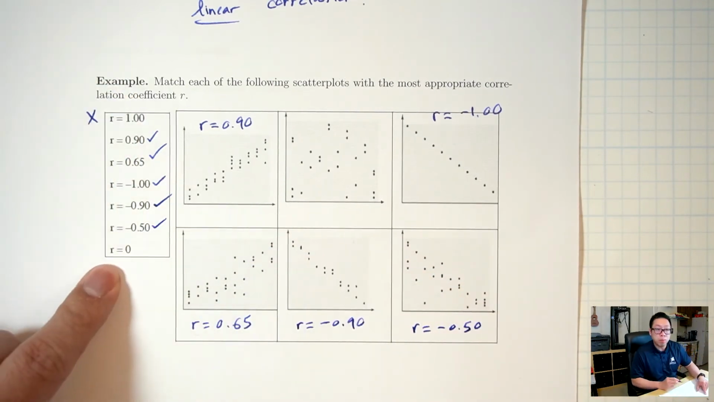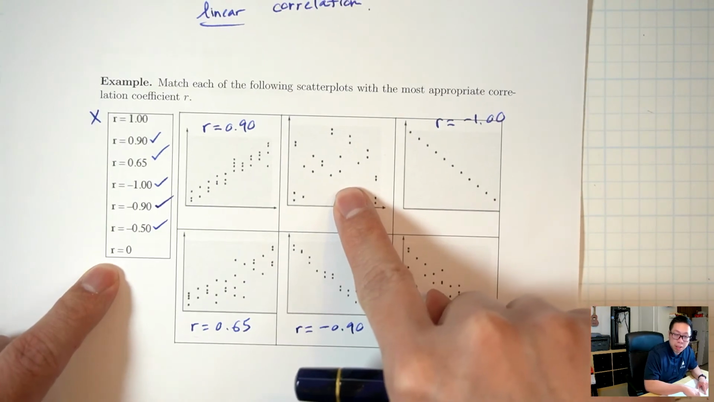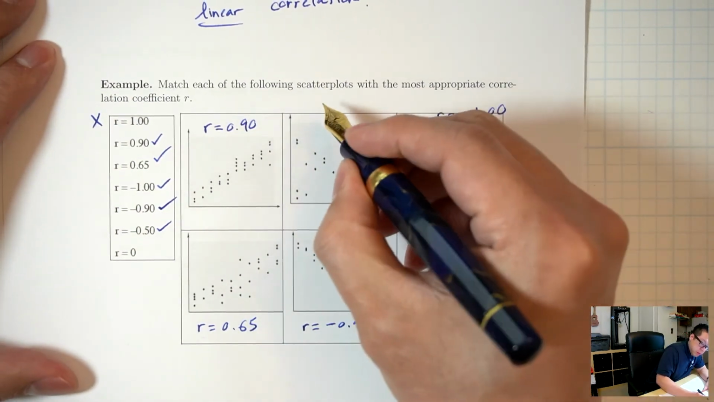And then R equals 0 means that it looks nothing like a line. This scatter plot looks nothing like a line, so this would be R equals 0.